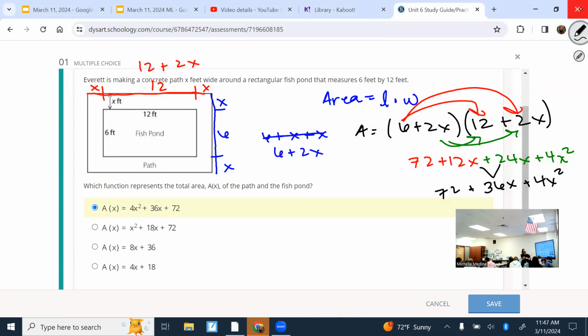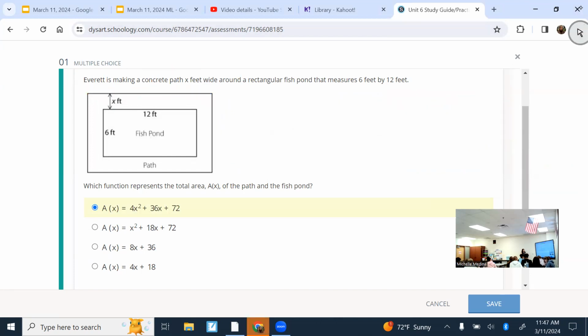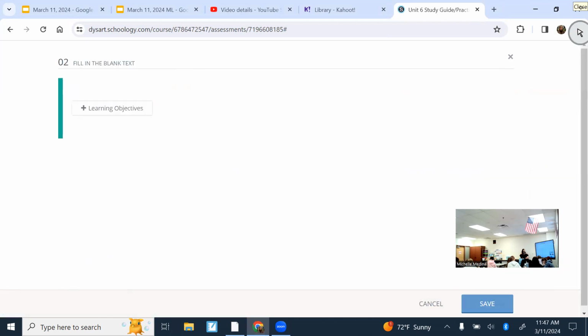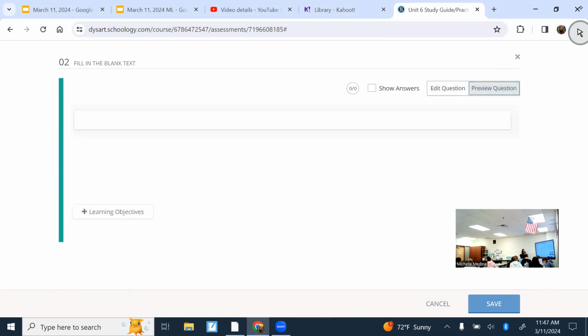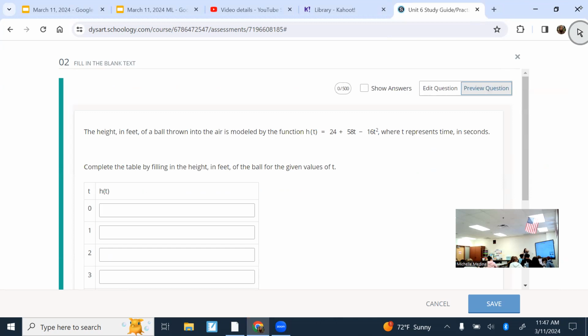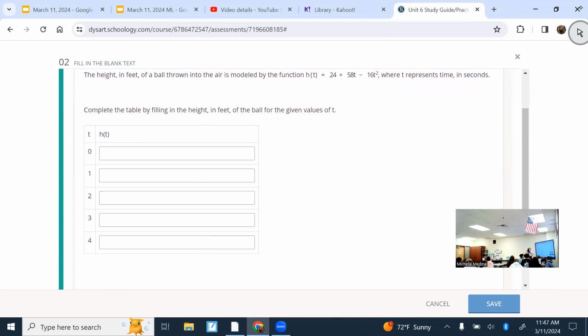Number 2 on this one. Okay, so the height in feet of a ball thrown in the air is modeled by this equation where t is time in seconds. We're going to complete the table of values. So anytime that you have a table of values and a given equation, it really shouldn't matter what unit we're in or what the equation looks like. All you have to do is see, are they giving me an input? Are they giving me an output? And put it in the right spot.